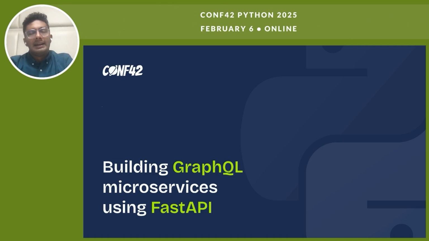GraphQL is an API specification created by Facebook, designed to make APIs smarter and more efficient. FastAPI, on the other hand, is a high-performance web framework for building APIs. It's known for its speed, simplicity, and powerful asynchronous capabilities. Let's explore how this powerful pair works together to deliver fast and flexible API solutions.